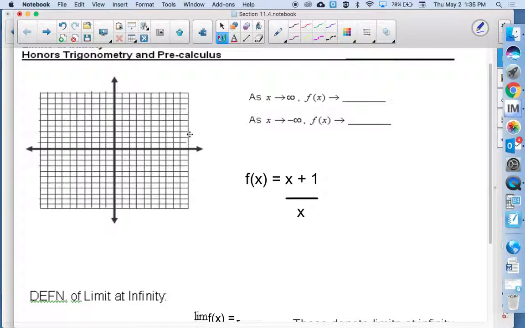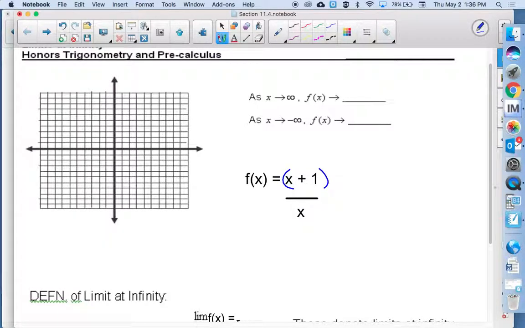All right, so what I'd like you to do is take out your calculator, please, on your desk. This function that I have typed up here is not on your page, but I wrote it so that I didn't have to write it multiple times. In your calculator, plug in the function, the quantity x plus 1, make sure you put parentheses with that, and then divided by x.